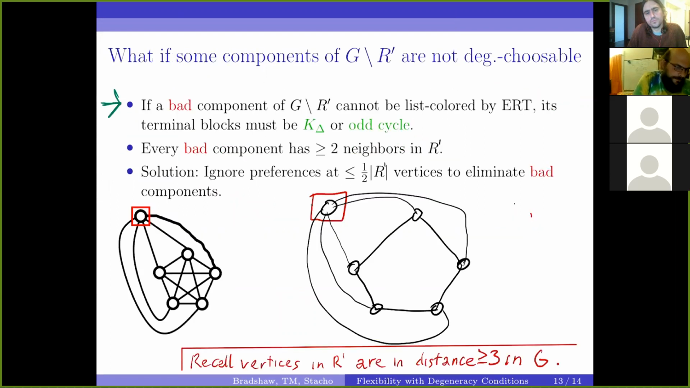What happens if the G minus R prime contains some bad components? So by bad, I mean those components that don't satisfy the Erdős-Rubin-Taylor characterization. So there are two options. Either those components are just single blocks. So those are two possibilities. So either complete graph or odd cycle, because now we are speaking about single blocks.